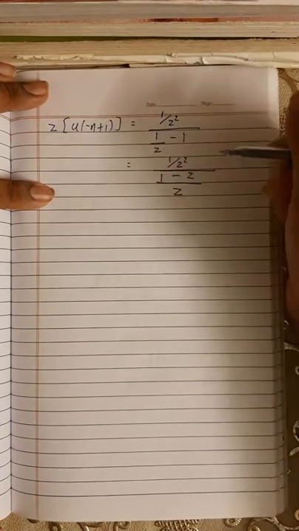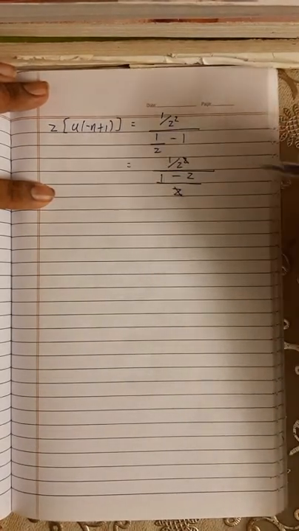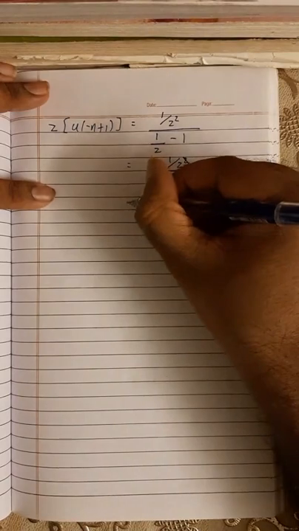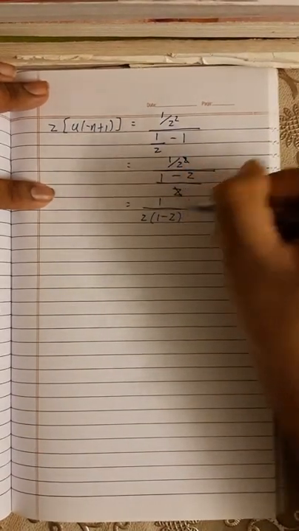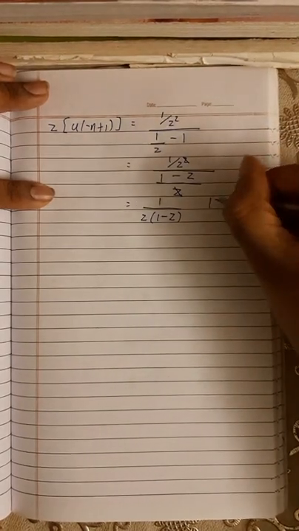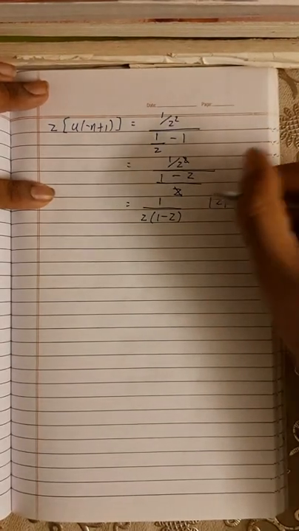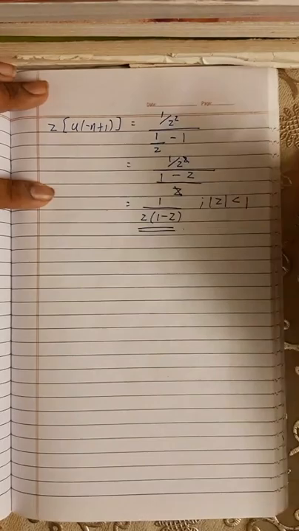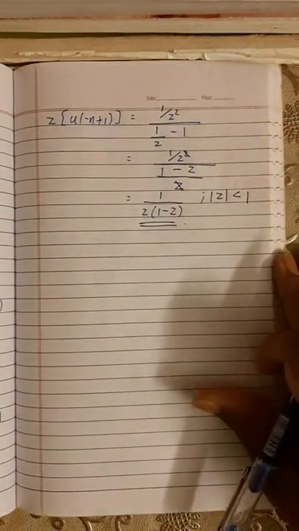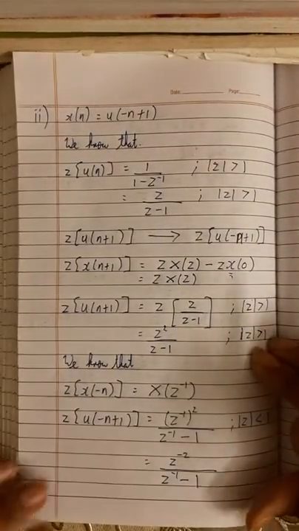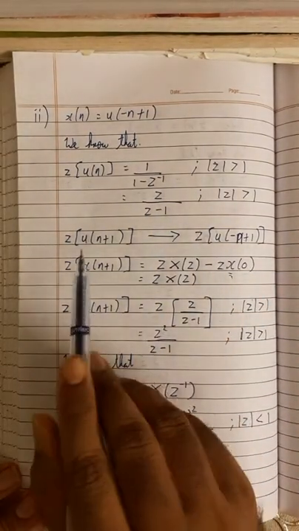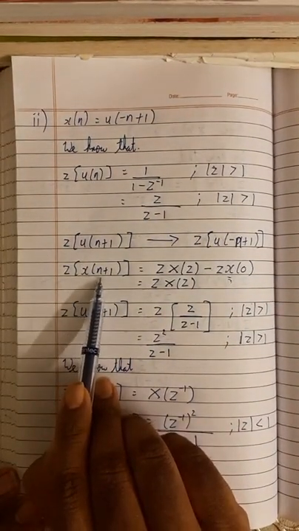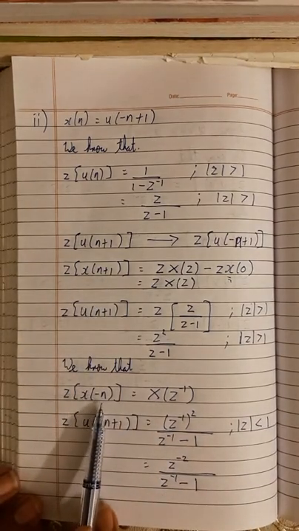So this z and this z square will get cancelled. You will basically get 1 by z into 1 minus z, and mod z is less than 1. This is your answer. This is how we do the problems. Here we have applied two properties: one is the time shifting property, and then we applied the time reversal property. So let's do the next question.